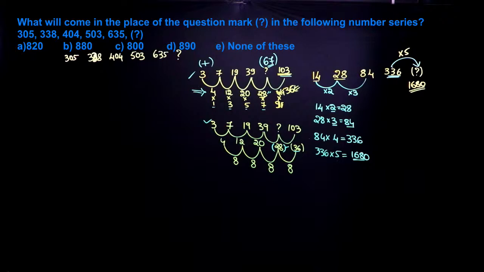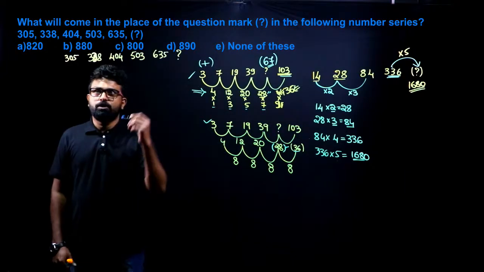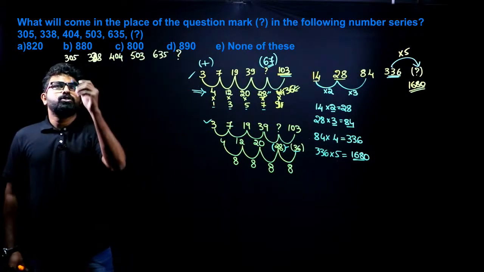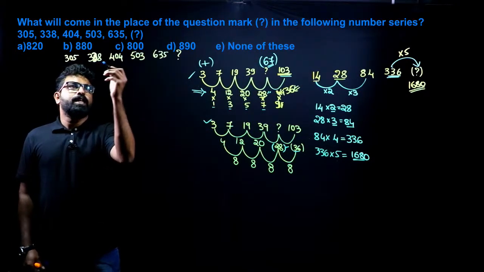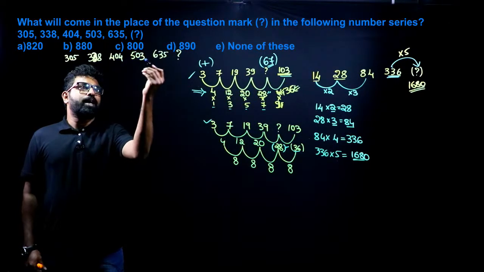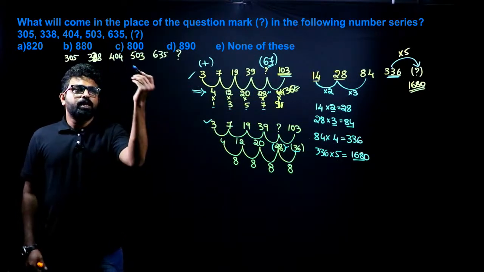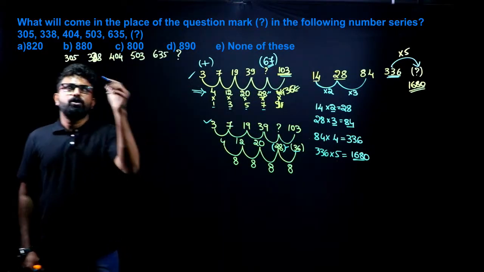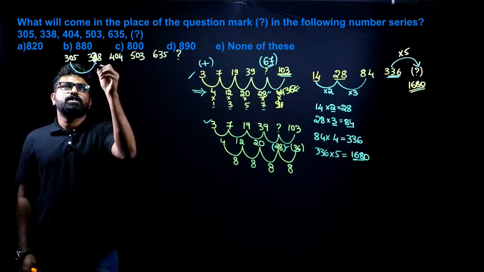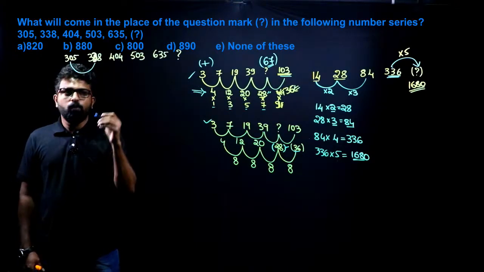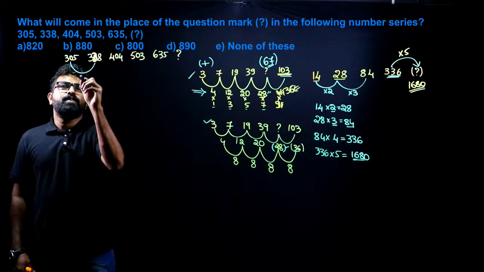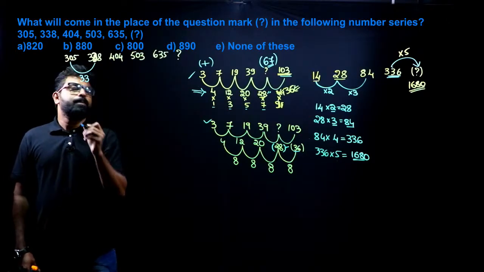Very good. Priyanka has got the correct answer here. So for people who haven't got the answer yet, let us solve this problem. So the problem is like this: 305, 338, 404, 503 and 635. The terms are increasing gradually. So let me start taking the difference first. 305 to 338. What will be the difference here? The difference here is 33.